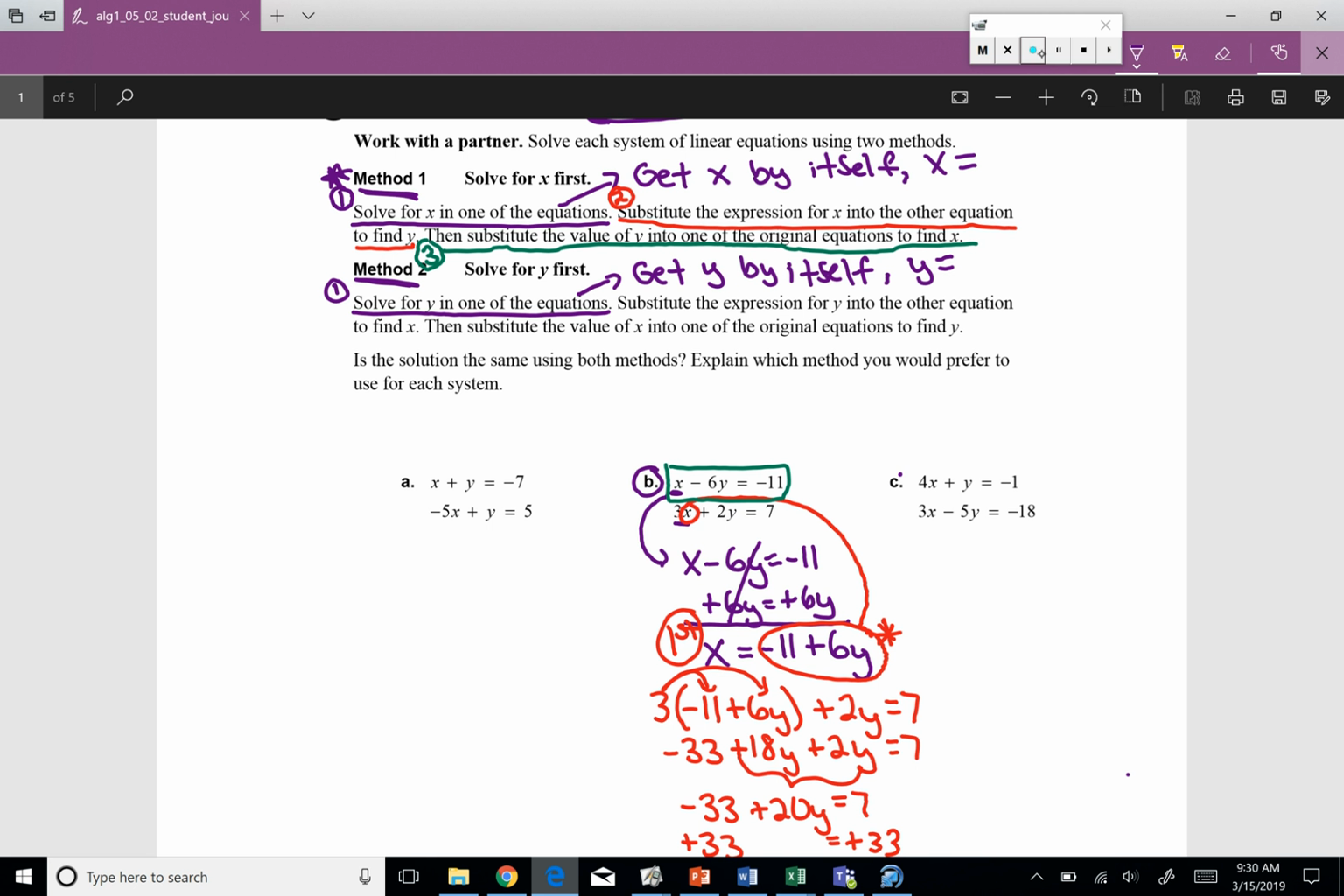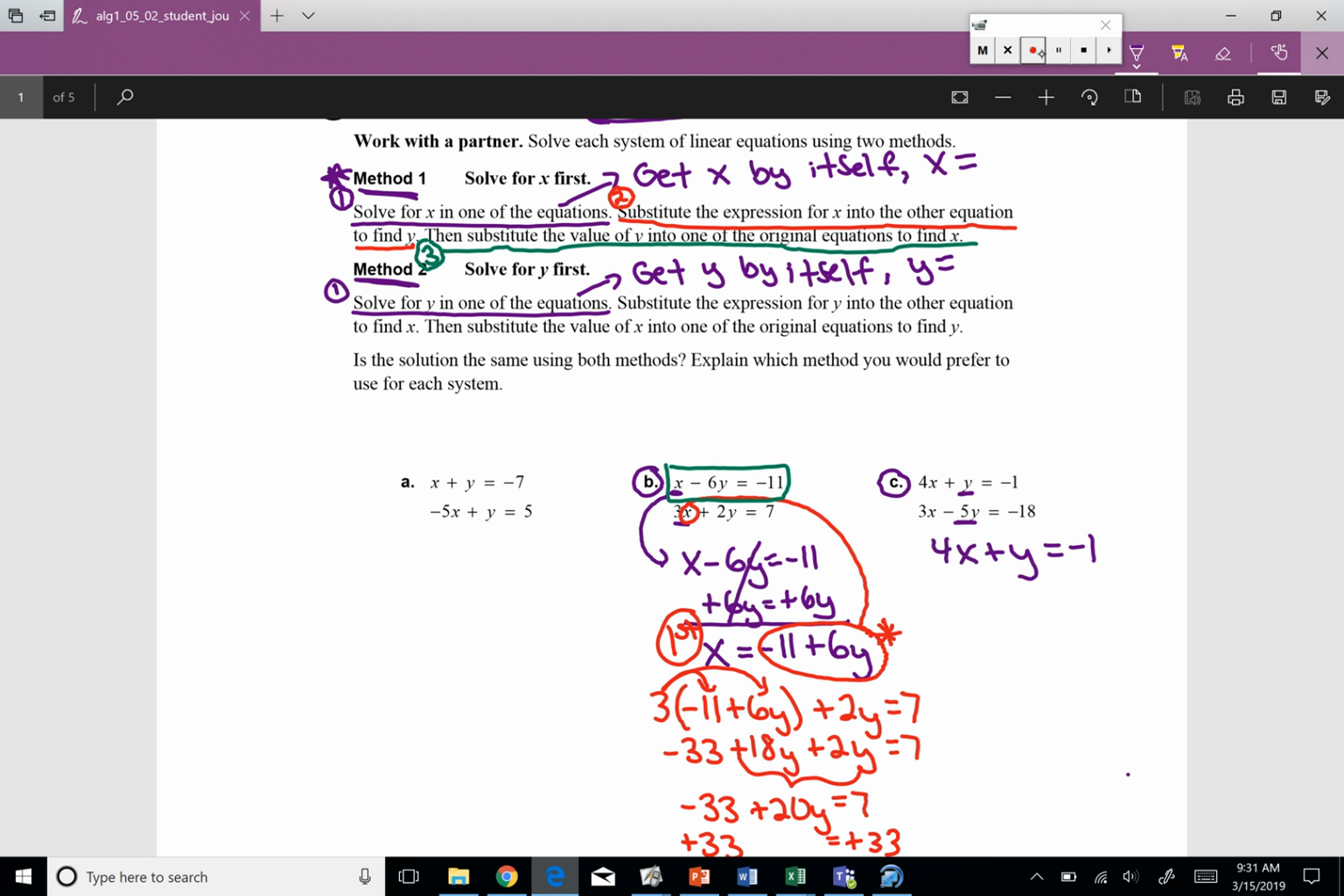So I'm going to look at letter C for this method. It says we have to get y by itself. If I look at letter C's equations, I have a y in two different places. I have a y that just has a 1 in front of it, and I have a y with a negative 5 in front of it. The y with the 1 in front of it is always going to be our easier choice. To get that y by itself, we don't have to worry about dividing by any coefficients in front of it. So I'm going to take that first equation and get the y by itself.